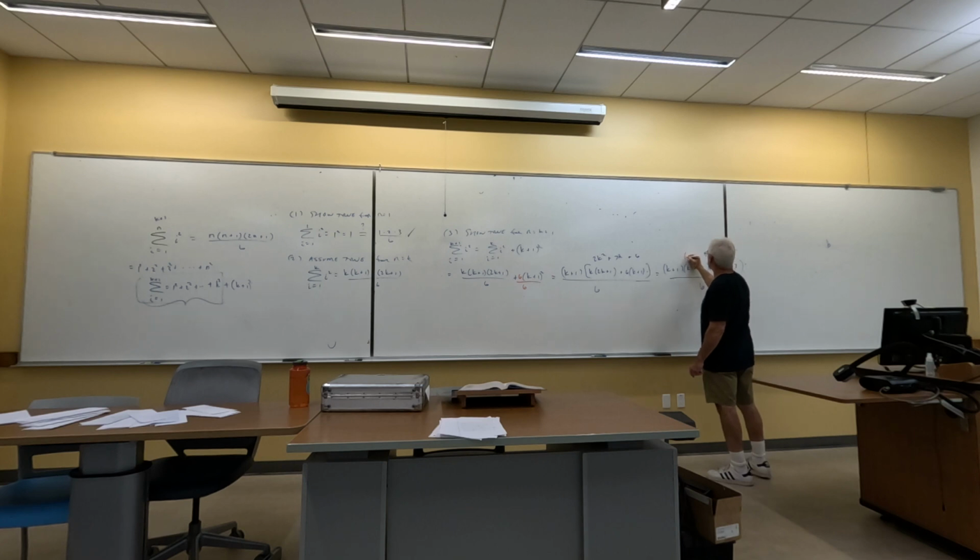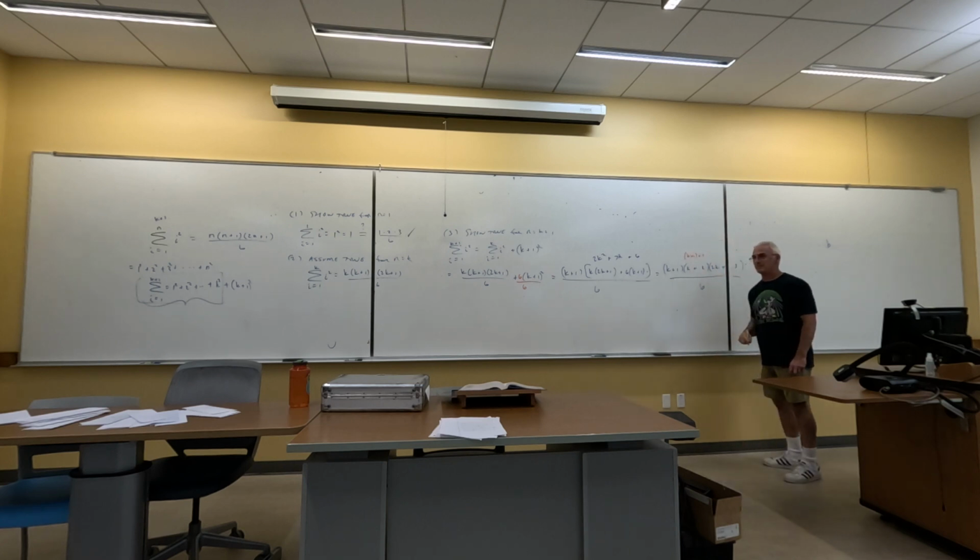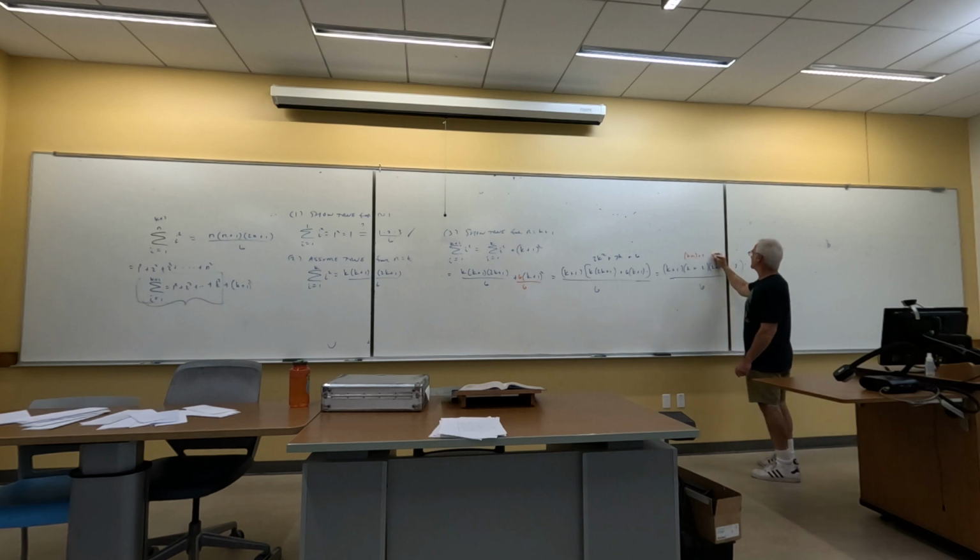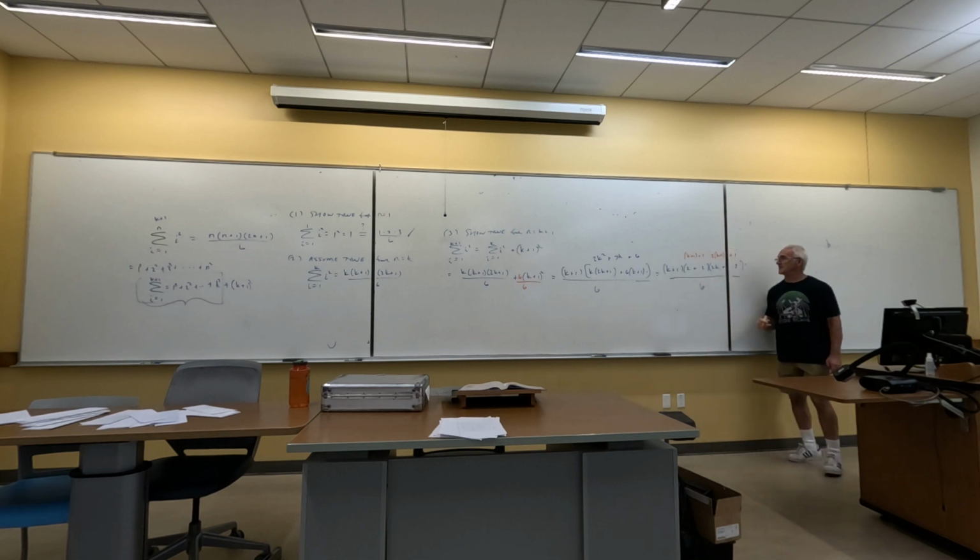How about if I wrote this as k plus 1 plus 1? And how about if I wrote this as 2k plus 1 plus 1? Sorry, is that true? Stare at that for a moment. Is this correct, what I did? Why would I want to do that?